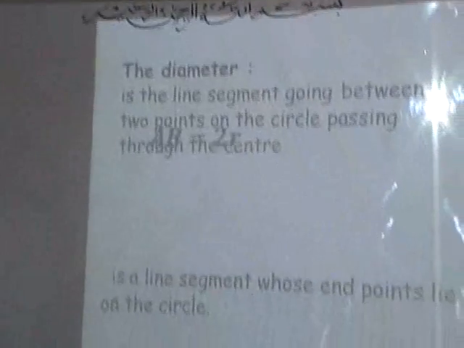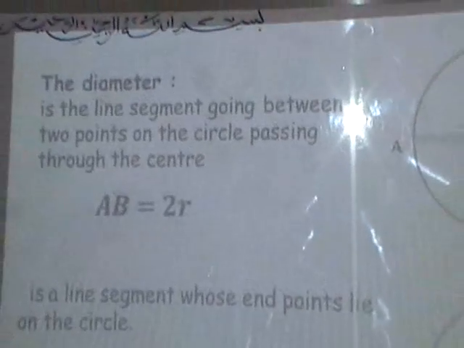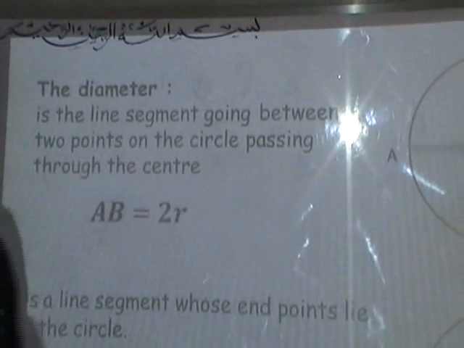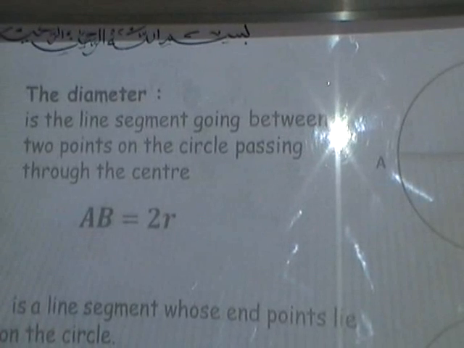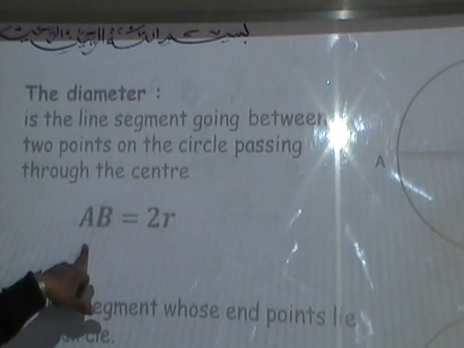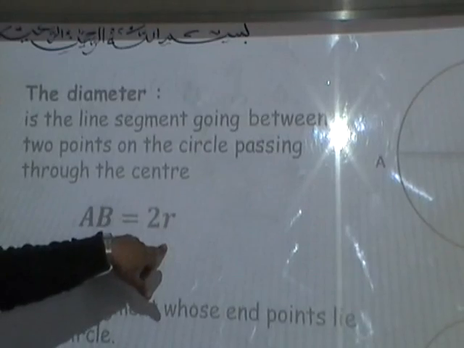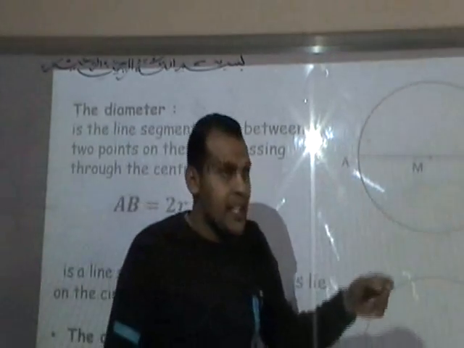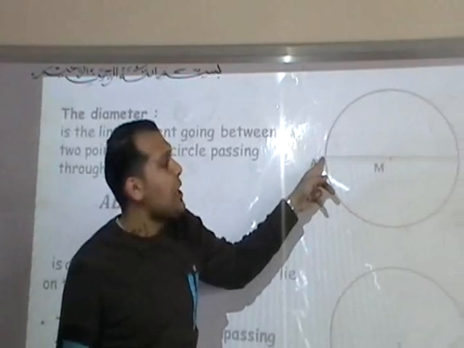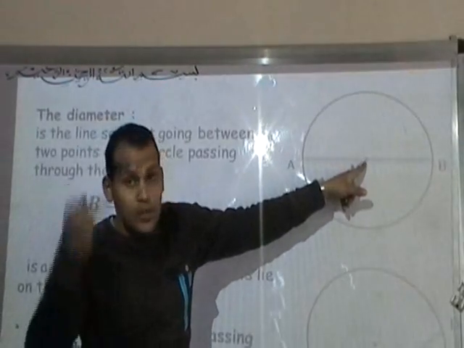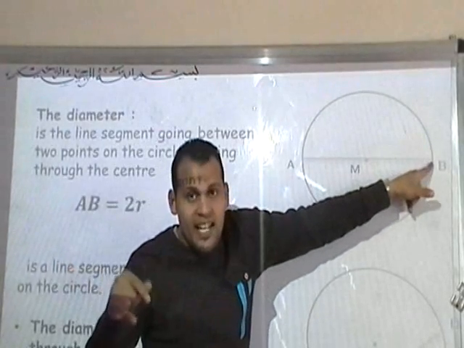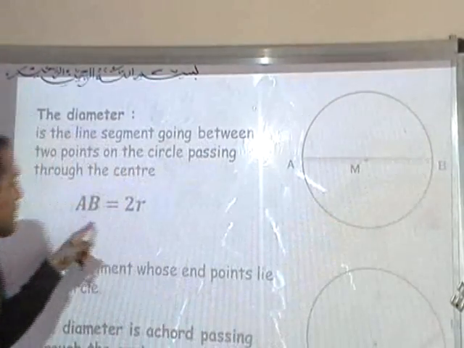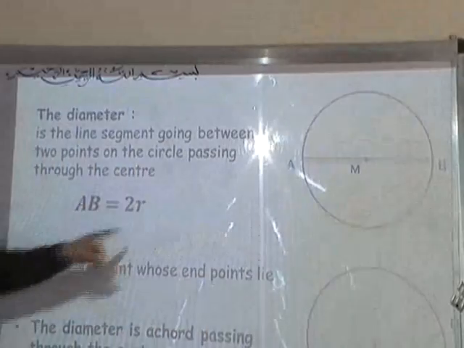After that, you have AB equals 2 radii. As we said, the radius is equal to half the diameter. So I have AB, a diameter, equal to twice the radius, because the radius, as we said, is the distance from any point on the circle to the center. It's 1. Let's move another 1 from the center to any point on the circle, 2. So I have the diameter equal to twice the radius.